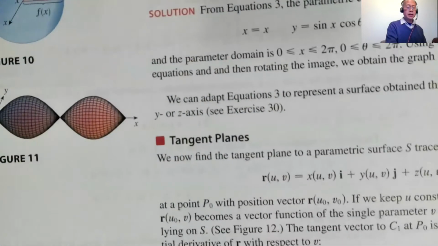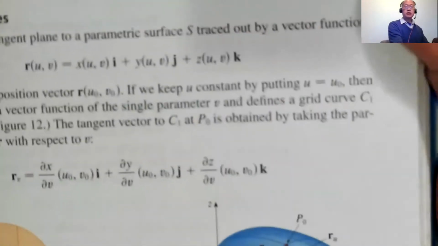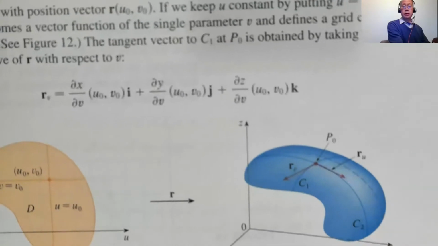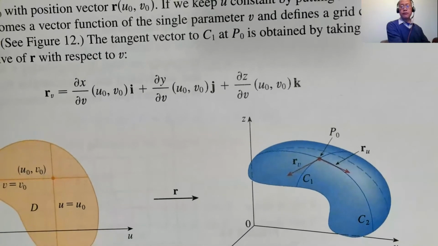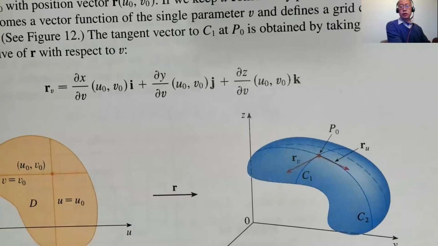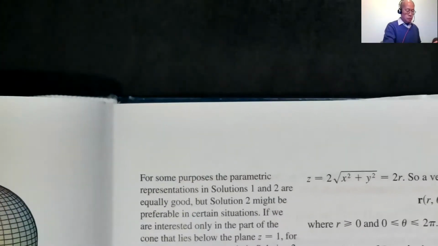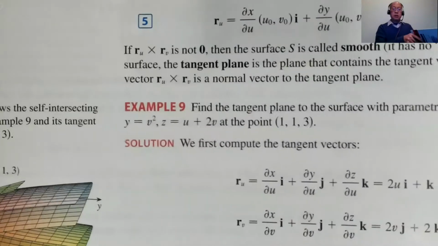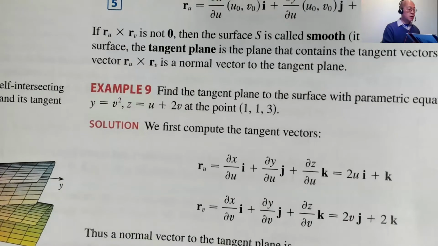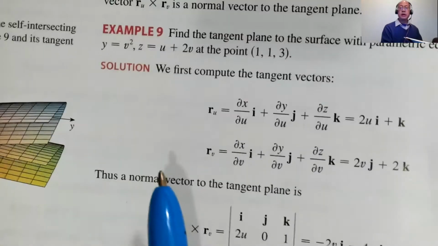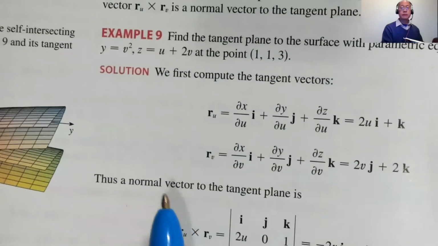Okay, tangent planes. So if you're given a surface like so, how do you get a tangent plane? You notice you have an R of u and R of v, R sub u, R sub v. So if you have R sub u and R sub v, the cross product of R sub u and R sub v will give you a normal vector.